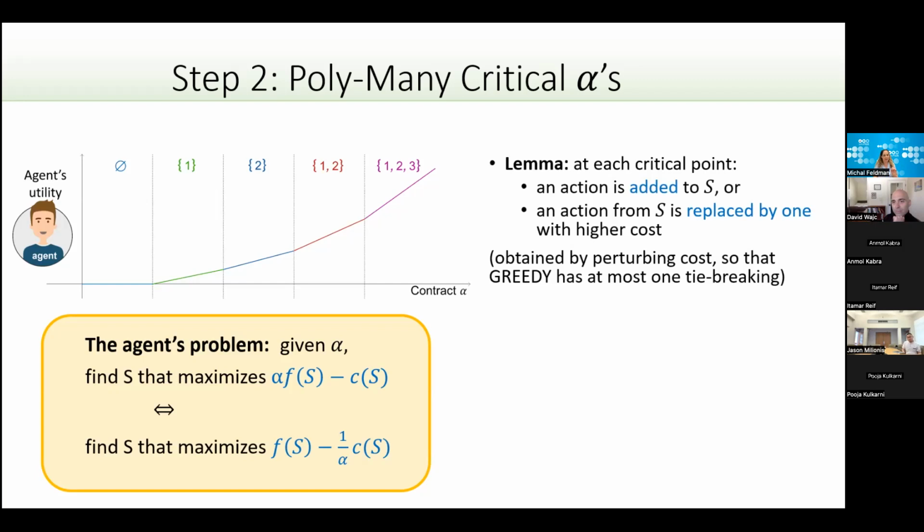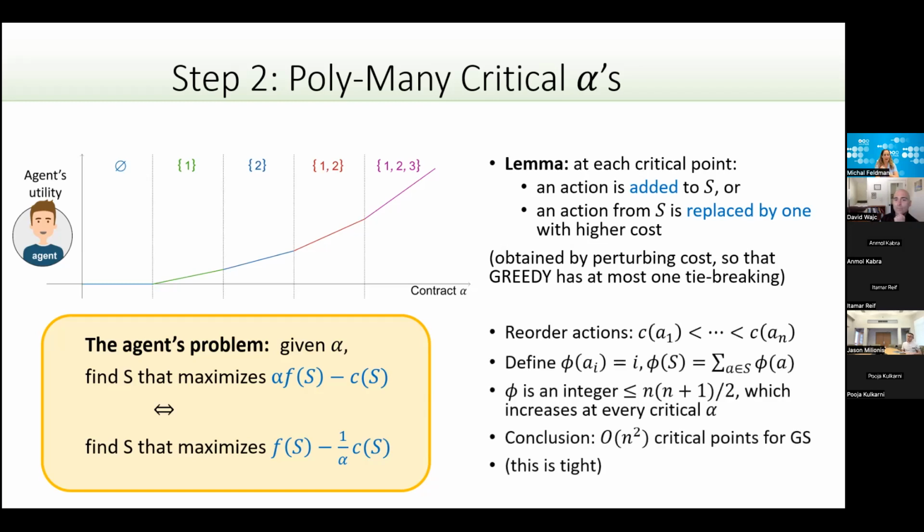However, what we can show, and this is really the key lemma that facilitates our results for gross substitutes functions, is that at each critical point only one of two things can happen. Either an action is added to S, just like in additive F, for example moving from action 2 to the set {1, 2}, or an action from S may be replaced by one with higher cost. And this is what's happening here: action 1, which is less costly, is replaced with action 2 that is more costly. These are the only two things that can happen, and this is really the key lemma that we are using. So we see that the structure is more complicated than additive, but not much more complicated.